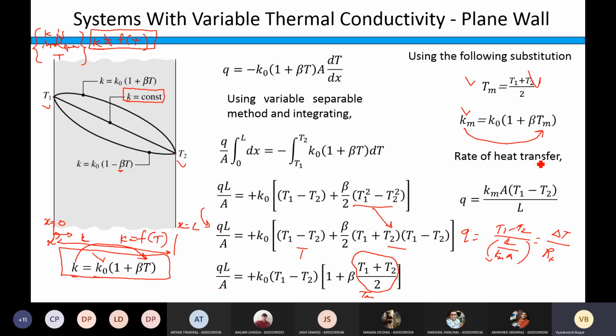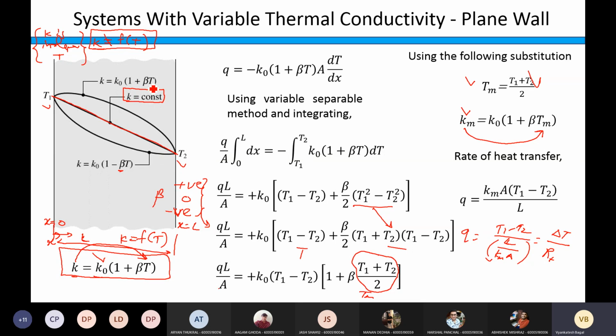Correct? So Sir, what is this beta, sir? Beta significance. So beta values will be given to you. This is a coefficient which is different for different materials, right? So beta may take values positive, 0, or maybe negative, depending on the material. For different materials, values are given in the literature, right? So for constant K, we have substituted beta equal to 0. Then this K is equal to K naught. This will be 0. Then you will get this distribution, which is equal to our previous case, right?